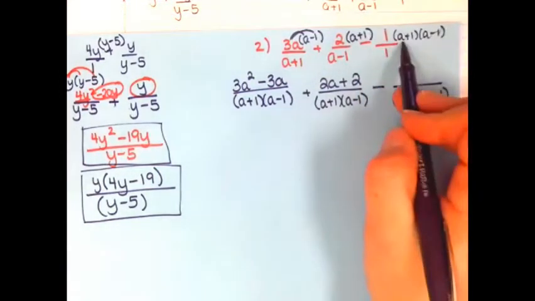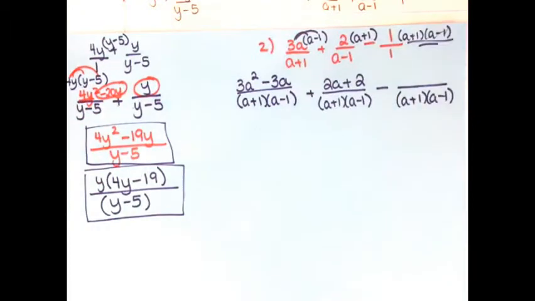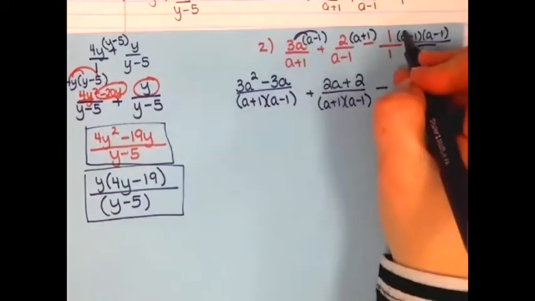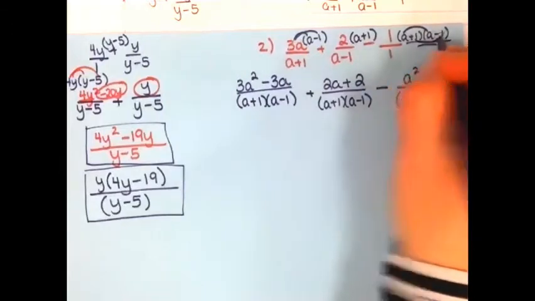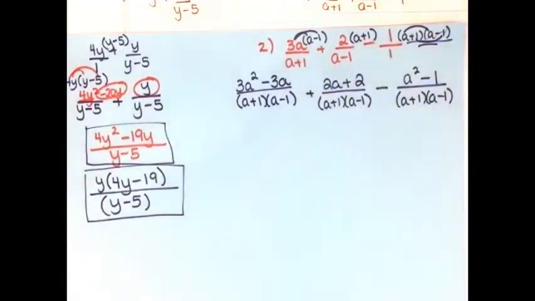What do you guys notice about a plus 1 and a minus 1? It's a difference of 2 squares. And so what's going to happen to the inside? It cancels out, right? So what's a times a? A squared. And what's 1 times negative 1? Negative 1. Okay. So now, do we have common denominators?